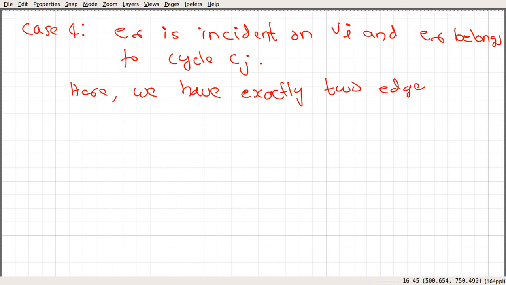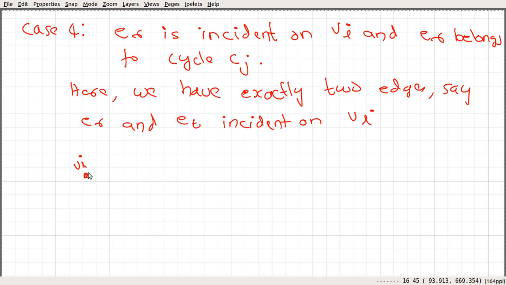So here we can very easily see that we have exactly two edges. Let's call those edges: one edge will be ER, and there will be one more edge, ET, incident on Vi. Because we have a situation something like this. This vertex Vi is incident on ER, that's our assumption, and since this is part of a cycle, there will be one more edge incident on Vi, and we call that one ET. All these belong to the cycle Cj. So we have exactly two edges incident on Vi.